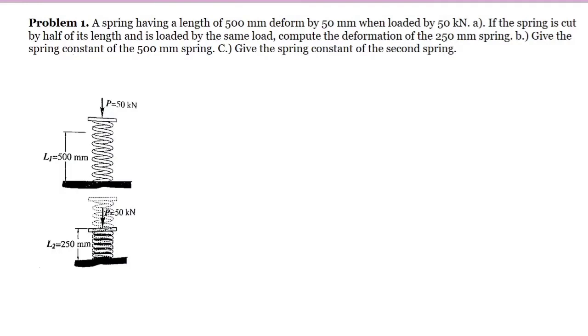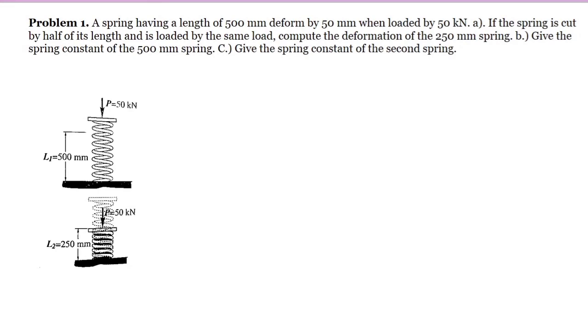Problem number 1. A spring having a length of 500 mm deformed by 50 mm when loaded by 50 kN. A. If the spring is cut by half of its length and is loaded by the same load, compute the deformation of the 250 mm spring. B. Give the spring constant of the 500 mm spring. And C. Give the spring constant for the second spring.